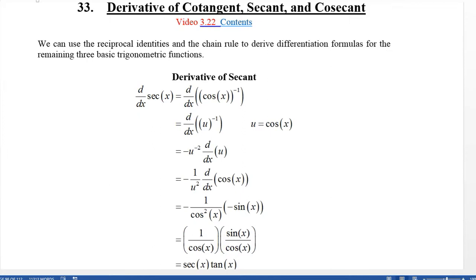In this video, we're going to derive the derivative formulas for cotangent, secant, and cosecant.